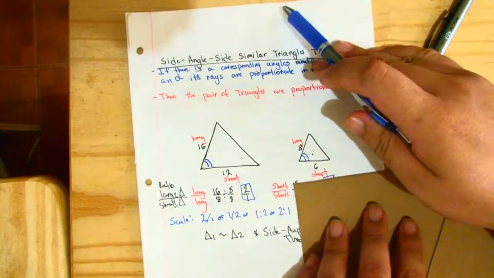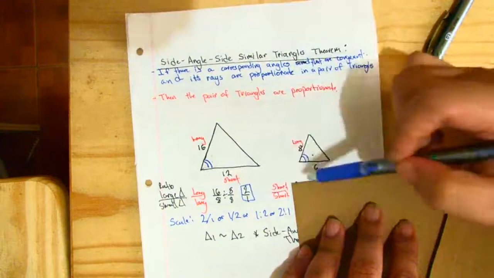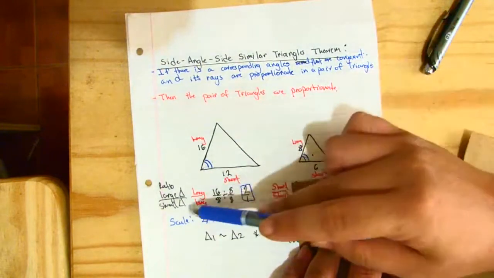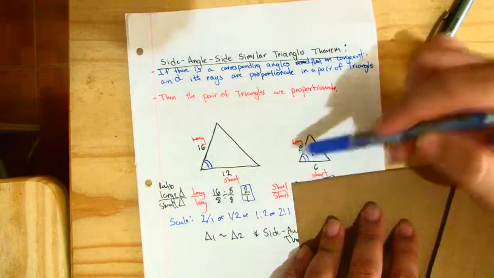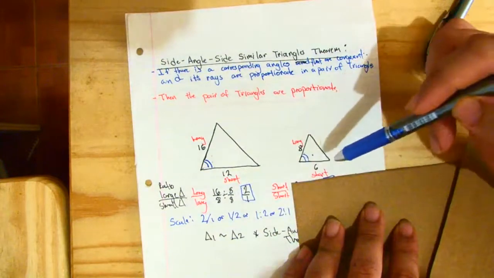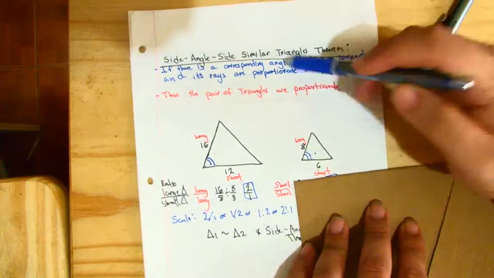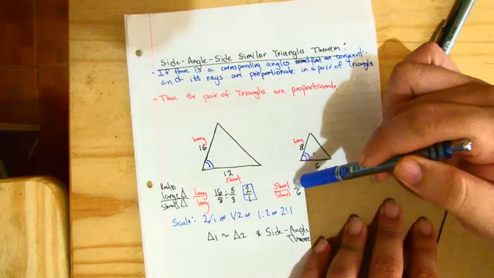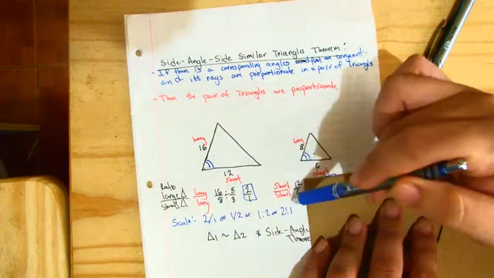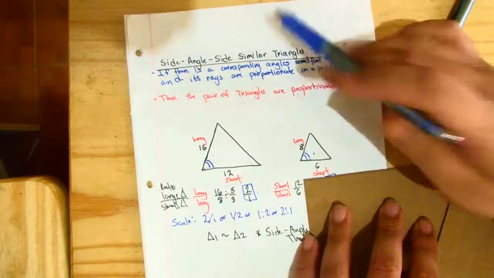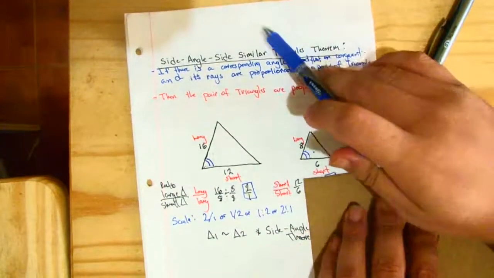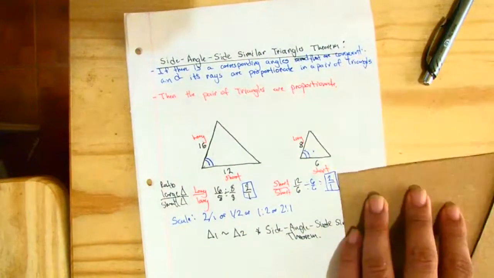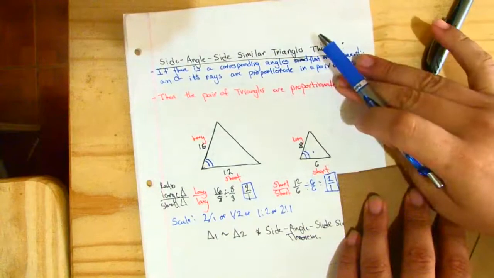The next one I'm going to compare is the short leg. The value of the large triangle's short leg is 12. The value of the small triangle's short leg is 6. Here I can divide 12 and 6 by 6. 12 divided by 6 is 2. 6 divided by 6 is 1.